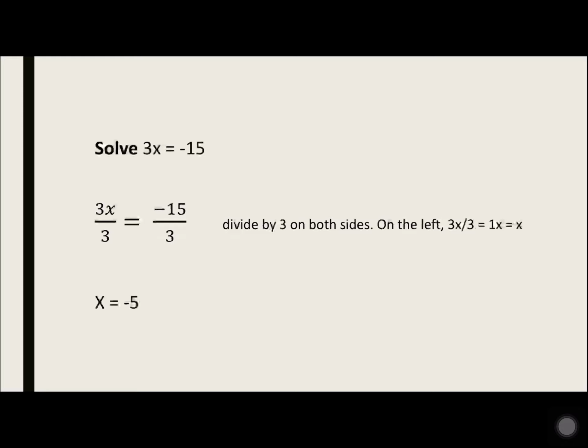Solve. 3x equals negative 15. Divide by 3 on both sides. On the left, 3x divided by 3 equals 1x, which equals x. On the right, negative 15 divided by 3 equals negative 5.